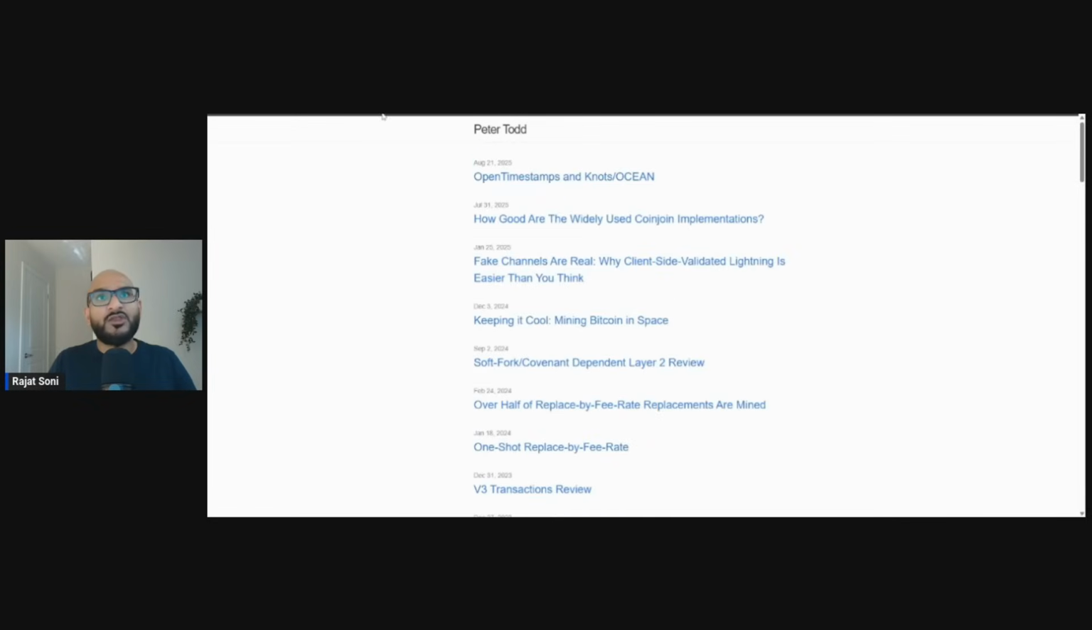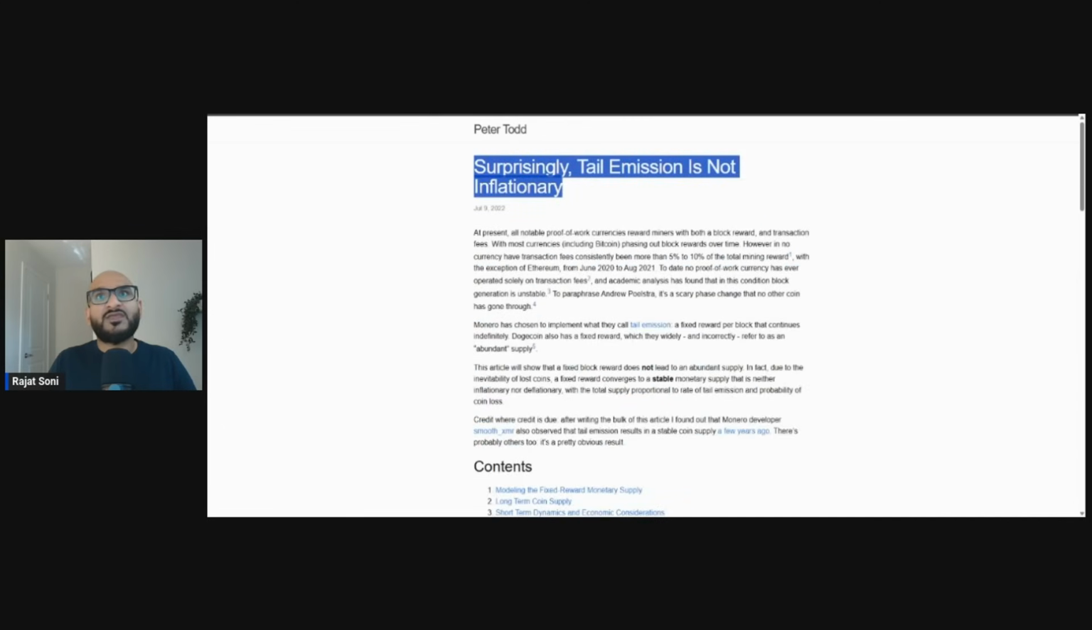We can see here Peter Todd said that surprisingly, tail emissions is not inflationary. This is one of the most idiotic statements that anybody has ever made. Tail emissions are essentially more Bitcoin being created and ensuring that miners keep getting paid a reward, and that reward keeps increasing. So they want to increase the block reward. These people don't seem to want Bitcoin to be used as money. They want it to be used as something other than money. They want to add as many use cases to it as possible because they think that if Bitcoin is only money, then it's boring.